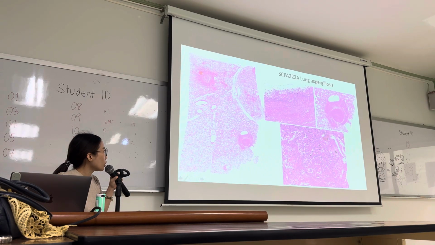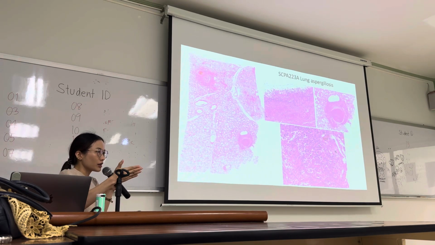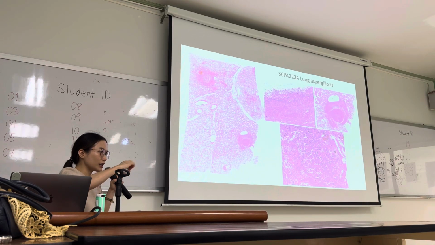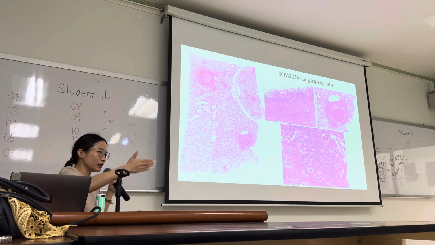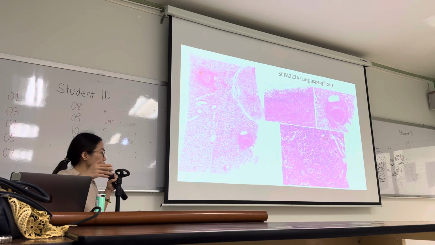So remember that when you look at fungi, especially for Aspergillus, under the microscope in the tissue, you are expecting to see hyphae of the fungi growing, so filament structures. You might observe septations, so dividing between the cells of the fungi. So it's elongated, it's filamentous, and then you see septation dividing each cell.